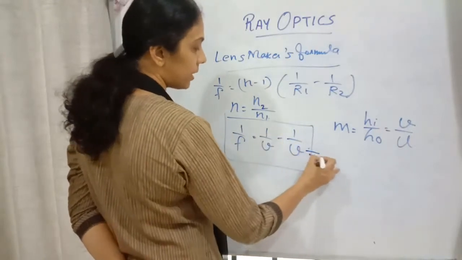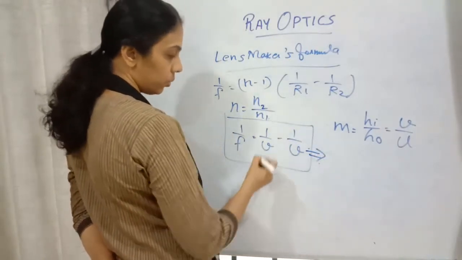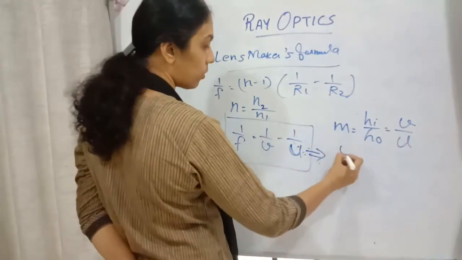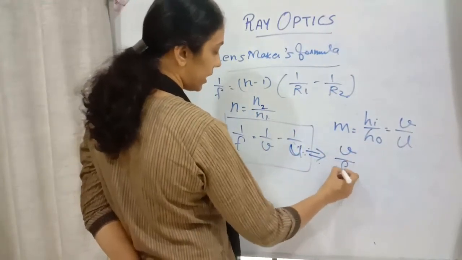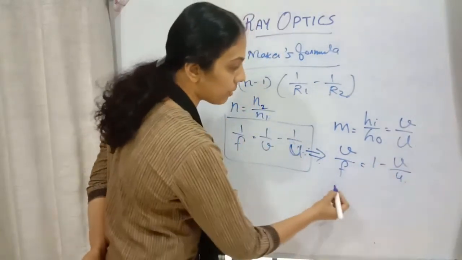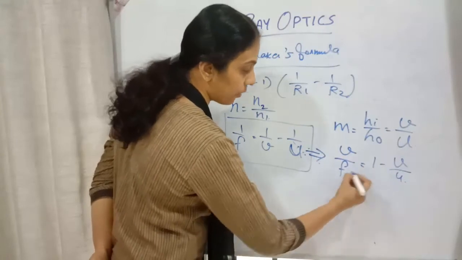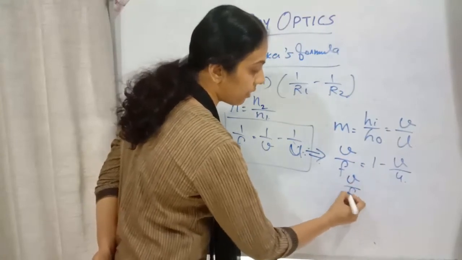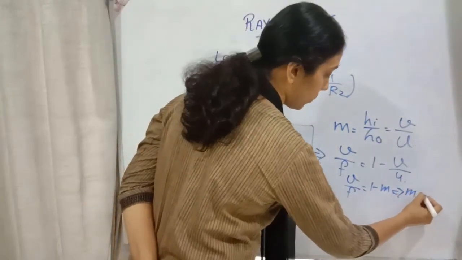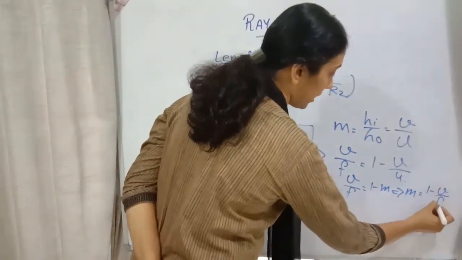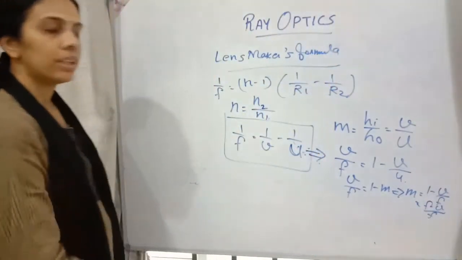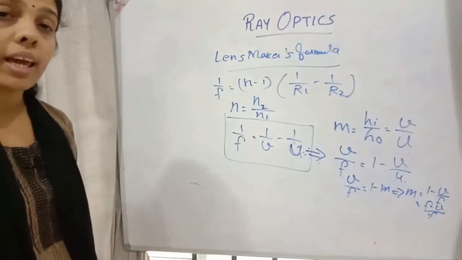So if I am converting that, 1 by v minus 1 by u. Here I am multiplying throughout with v. v divided by f equals 1 minus v by u. So instead of v by u, I can write it as m. Therefore, v by f equals 1 minus m. Therefore, m equals 1 minus v by f, or f minus v divided by f. Okay, this is one formula in terms of f and v.